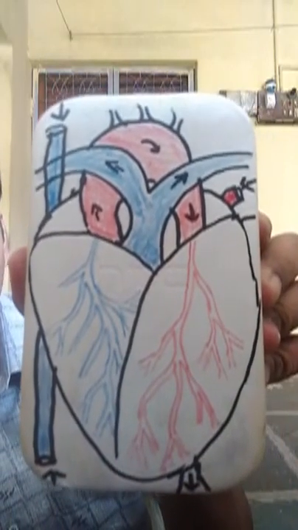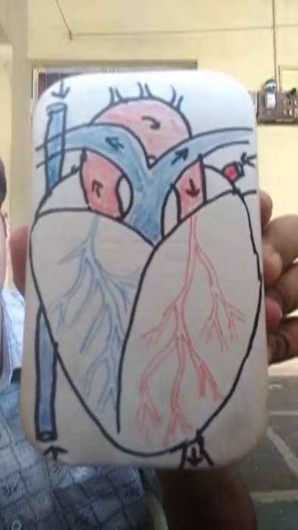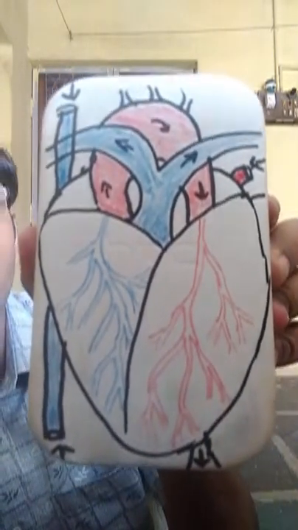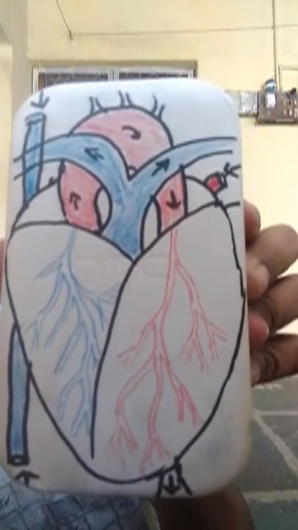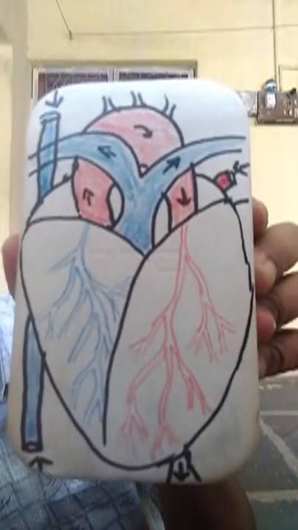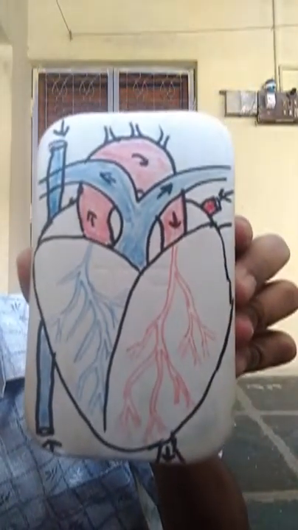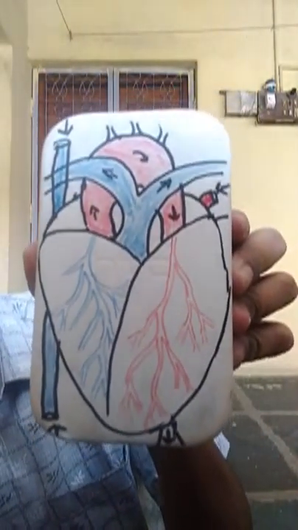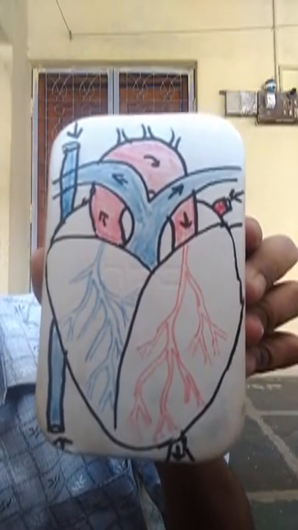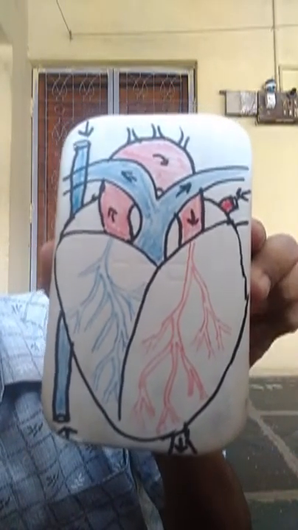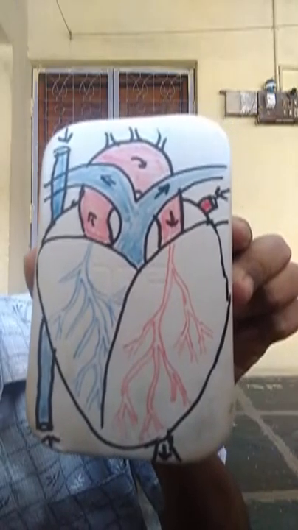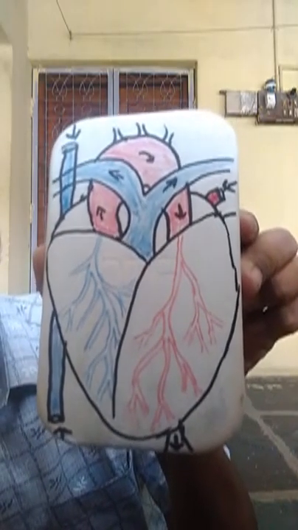Externally the heart is connected to the whole body with 5 blood vessels. How many blood vessels? 5 blood vessels. There are 5 major blood vessels which connect the heart to all parts of our body. I am going to explain in detail the external structure of the heart and the internal structure of the heart.